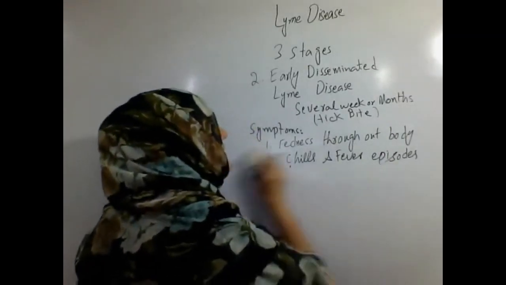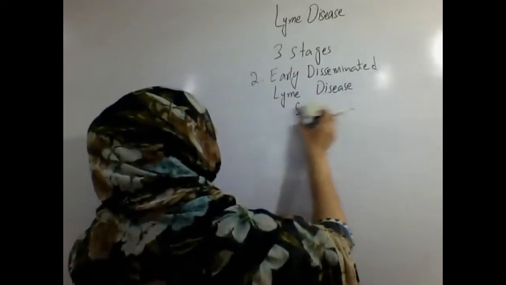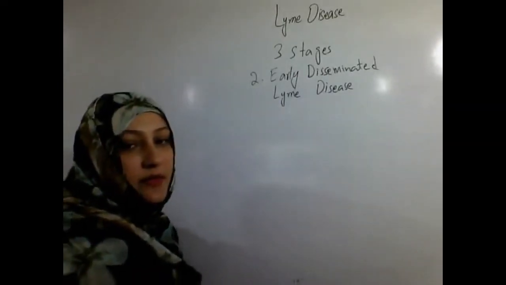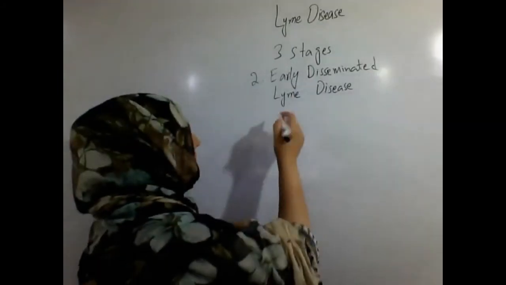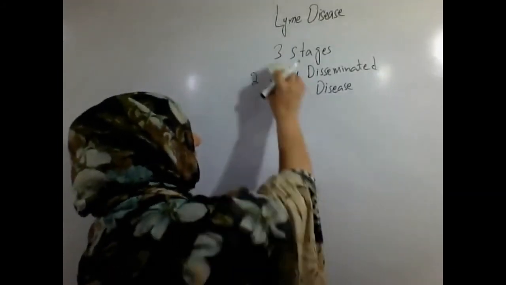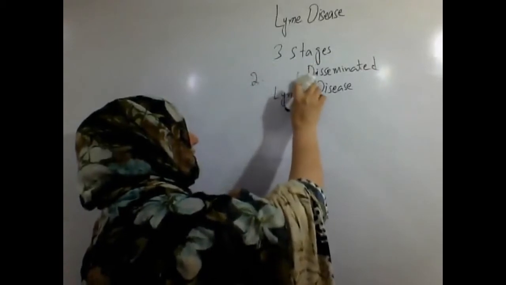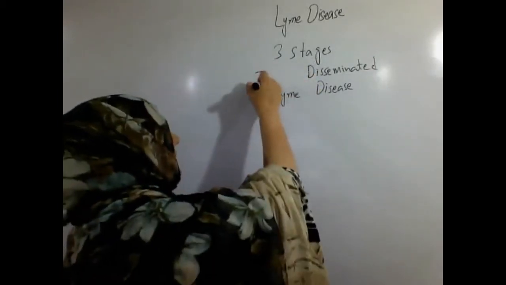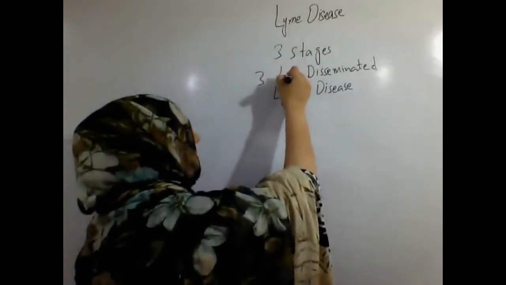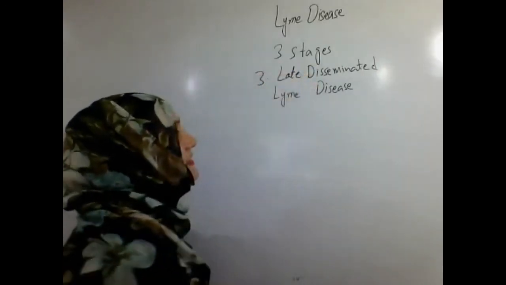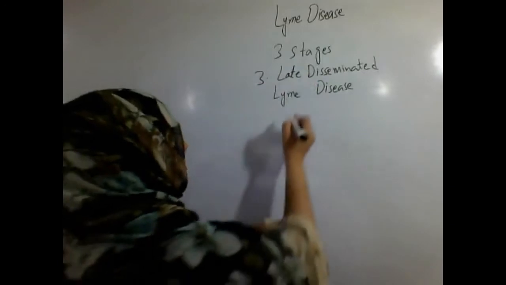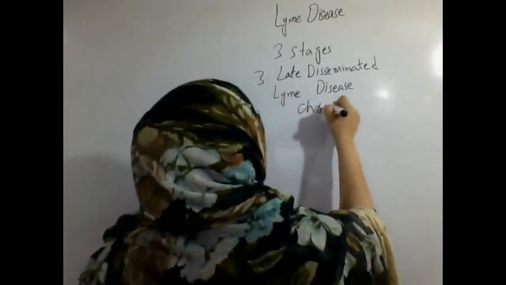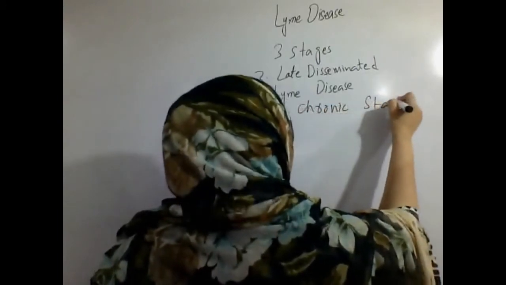The third stage of Lyme disease is late disseminated Lyme disease, and this is the chronic stage of Lyme disease.